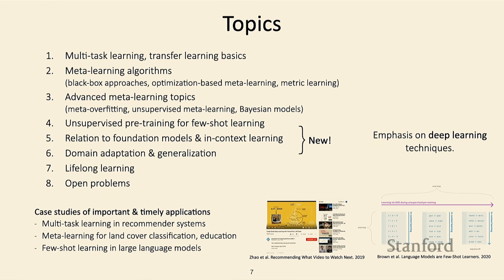Now, one thing that's a little bit different from the last time we offered this course is these topics right here are all new to the course. And one thing that's different is we're not going to have any lectures or homeworks that cover reinforcement learning topics. And so essentially, we're removing the reinforcement learning topics from the previous quarters and adding in this new content, including few-shot learning with unsupervised pre-training, how this relates to foundation models, as well as domain adaptation and domain generalization.